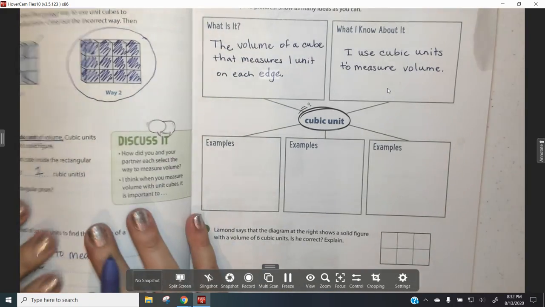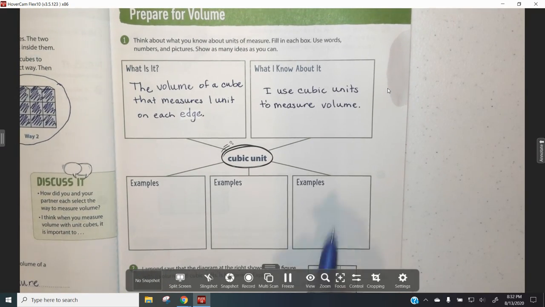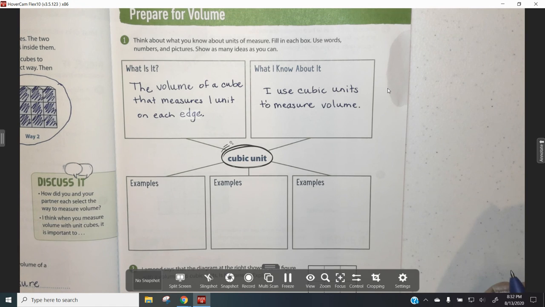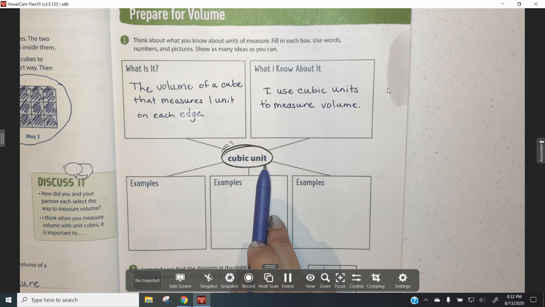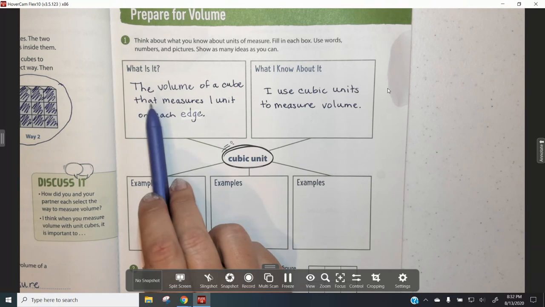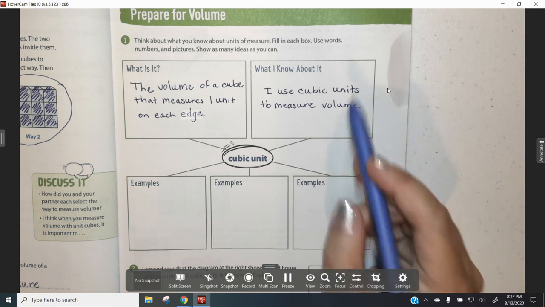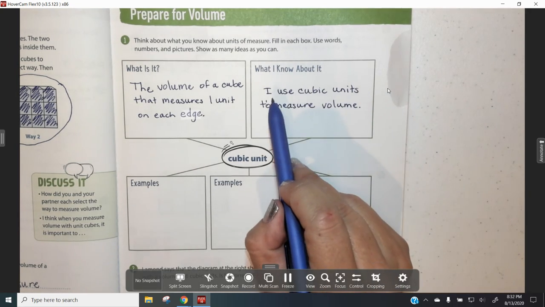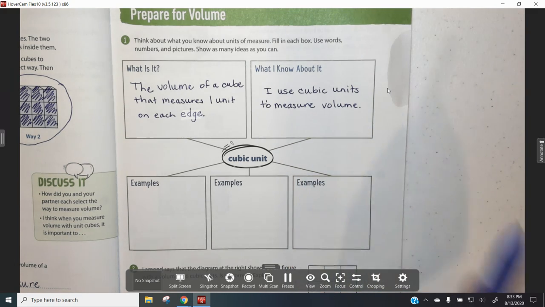All right, please turn to page 7. I'm just going to do this top vocabulary part with you, and then you'll complete the rest on your own for your homework assignment, or your independent classwork, I should say. So, if we're looking at a cubic unit, what is a cubic unit? It is the volume of a cube that measures 1 unit on each edge. What do we know about a cubic unit? We know that we use cubic units to measure volume because there's a length, a width, and a height.